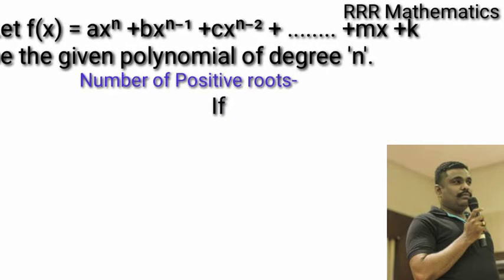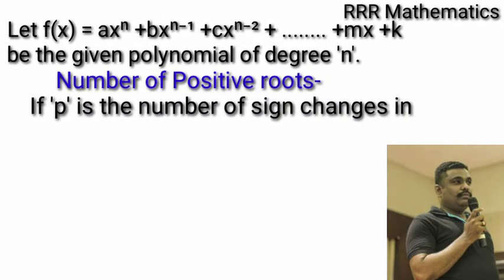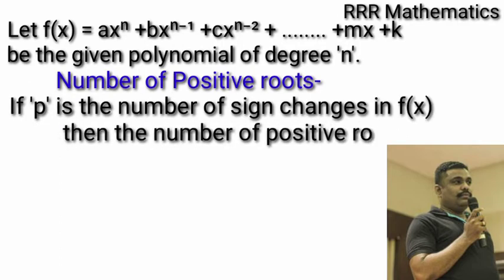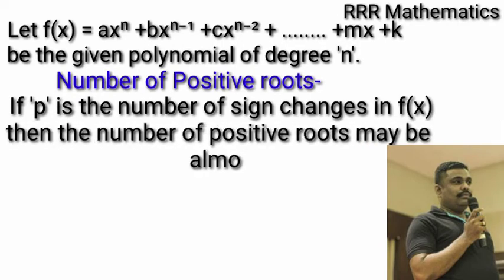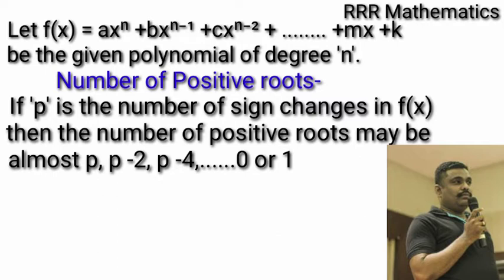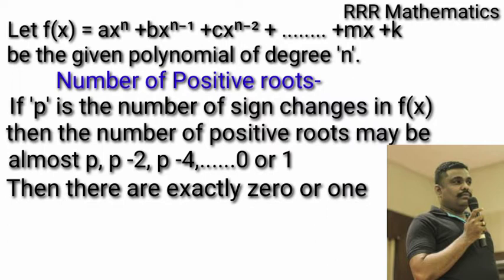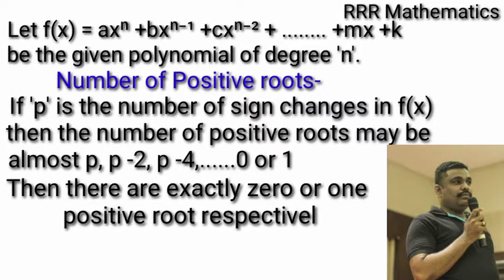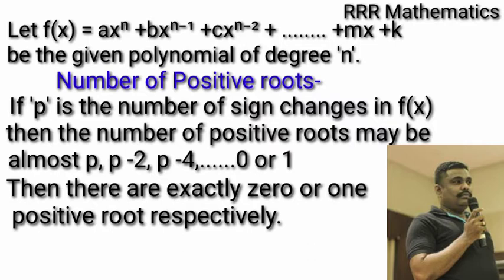Now, number of positive roots. If p is the number of sign changes in f of x, then the number of positive roots may be at most p, p minus 2, p minus 4, etc., down to 0 or 1. Then there are exactly 0 or 1 positive roots respectively. In this case, we are reducing the utmost value of p by multiples of 2, that is, we are subtracting 2. That's why the utmost number of positive roots may be p, p minus 2, p minus 4, etc., or 0 or 1.